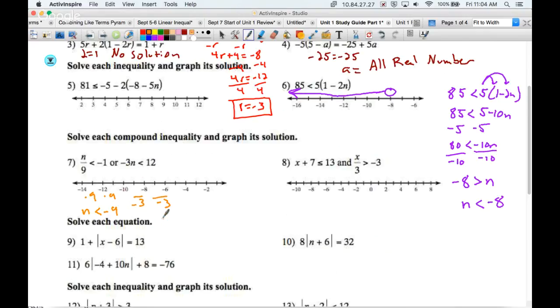I just divided by a negative number, so I need to flip my inequality to make this n is greater than -4. So open circle at -4, arrow going this way. Open circle at 9, arrow going this way. And we knew it was going to be a line with a gap because of this or here.